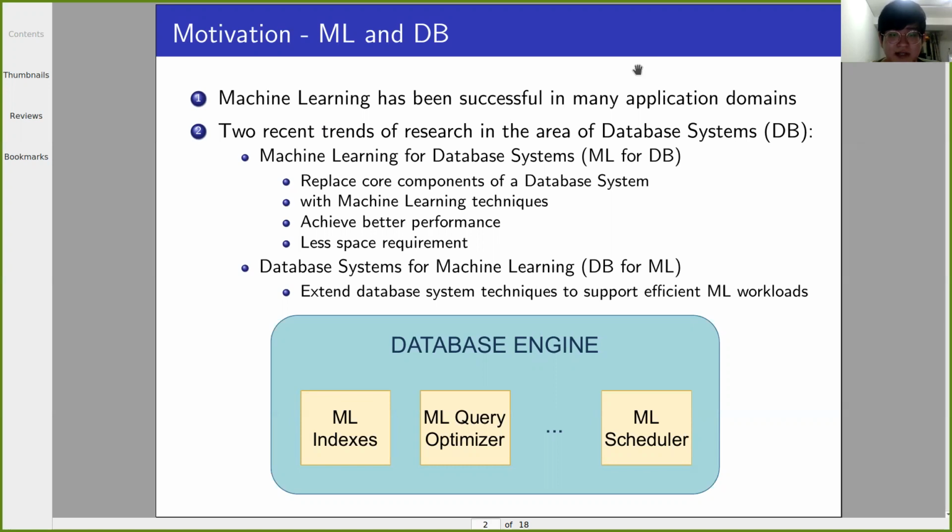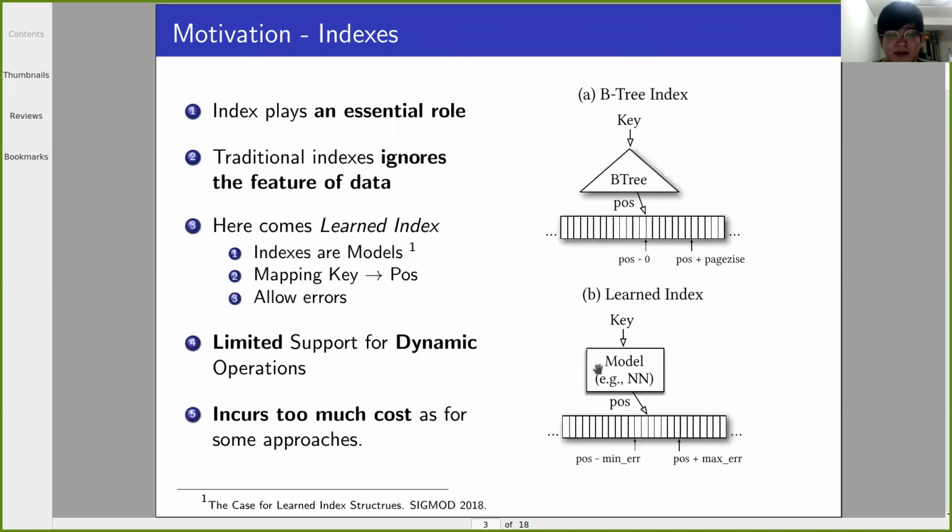The idea is to replace core components of database systems with machine learning techniques to achieve better performance and use less space. Just as plotted in the figure, we could replace traditional indexes, query optimizers, schedulers, etc. with machine learning ones. This paper, as mentioned in the title, focuses on indexes. Indexes play an essential role for both TP and AP workloads in DB systems.